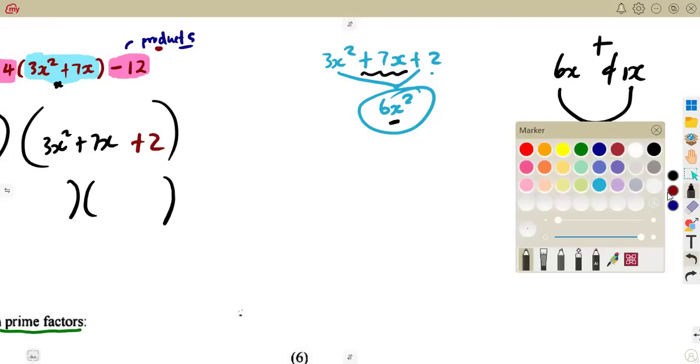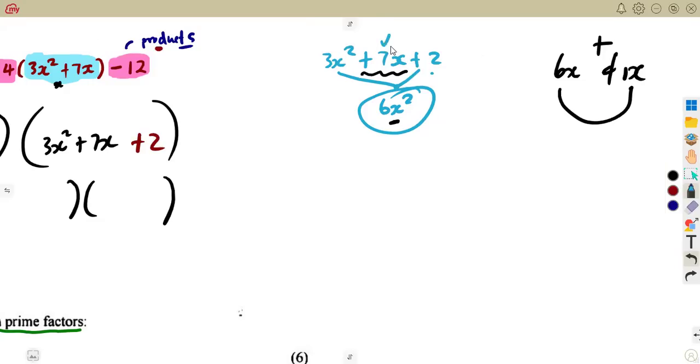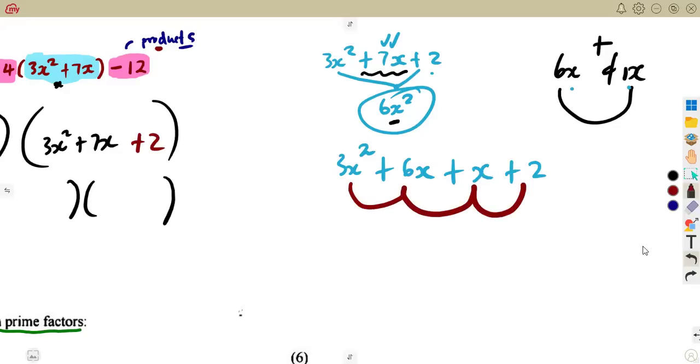So these are the two that you're going to put into the middle term. Like I said, you substitute into the middle term. So it's 3x squared plus 6x plus what? Plus x. This is the same as just 1x. All right, plus 2. Four terms: 1, 2, 3, 4.